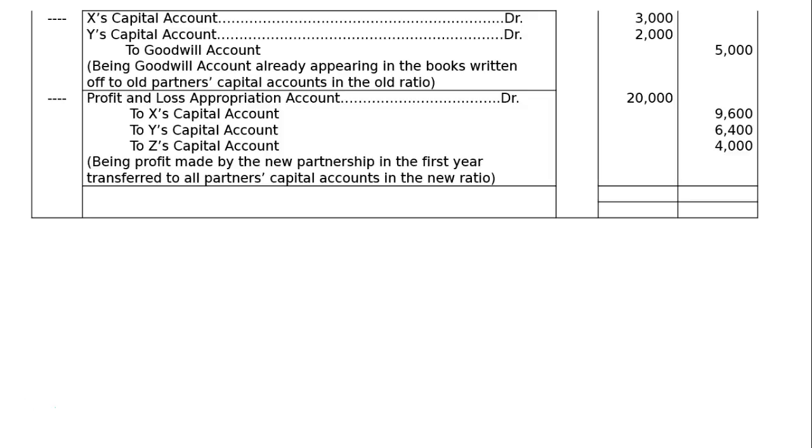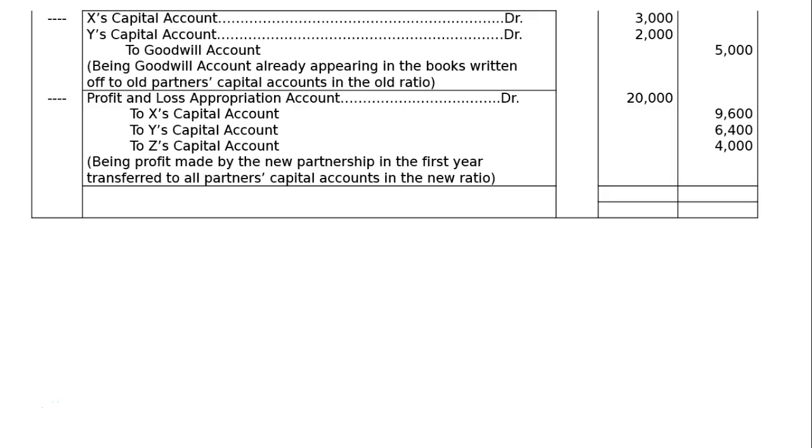Next one is profit and loss appropriation account debited rupees 20,000, because the earning of the first year after Z's admission is rupees 20,000. Hence now all three are continuing partners. Profit and loss account will be debited to distribute and transfer, or credit, to the partners' capital accounts, like X capital account, Y's capital account, Z's capital account, in the new ratio that we have already calculated. It will be transferred in the ratio of 12:8:5, and the amounts will be rupees 9600, rupees 6400 and rupees 4000.